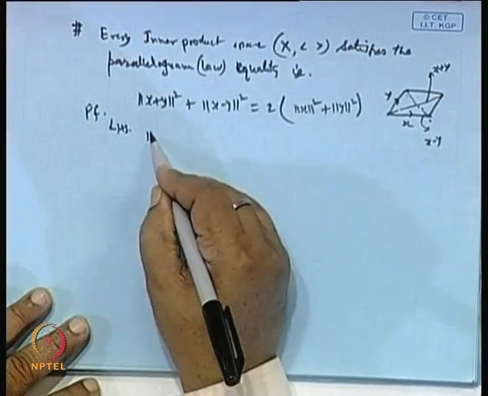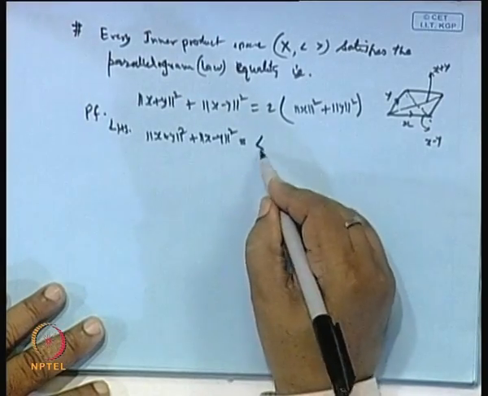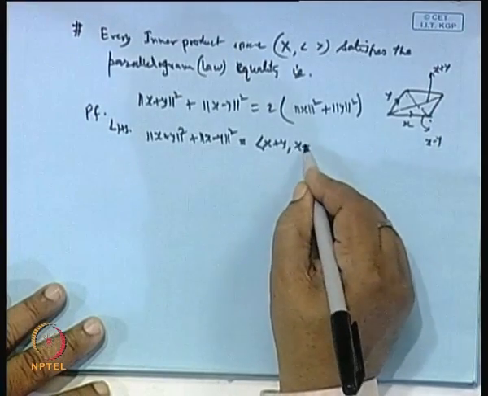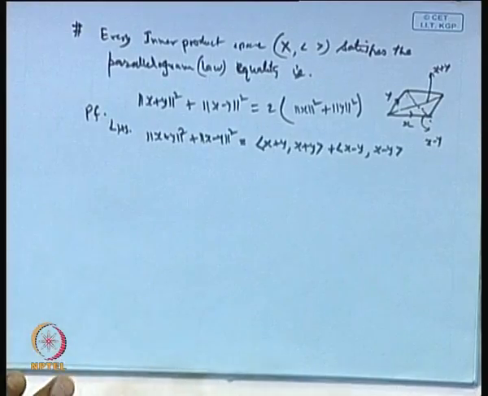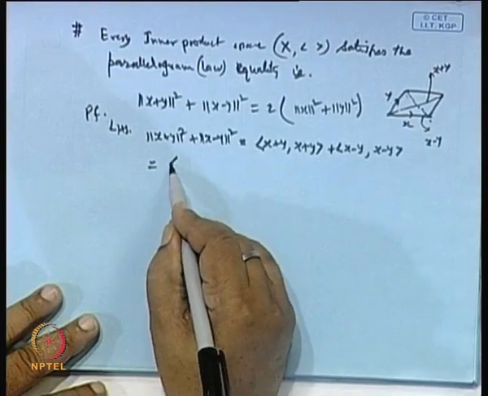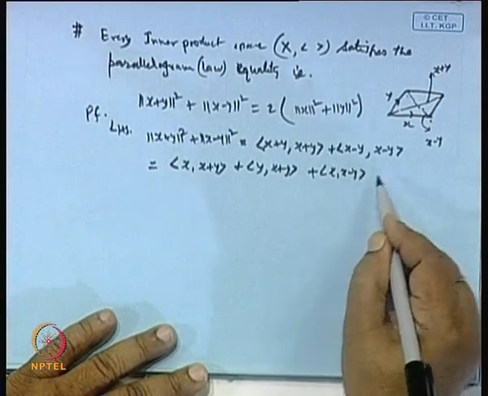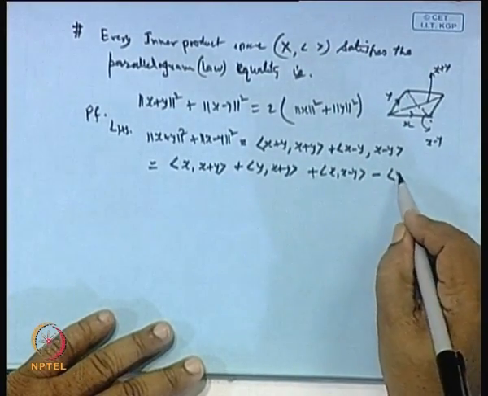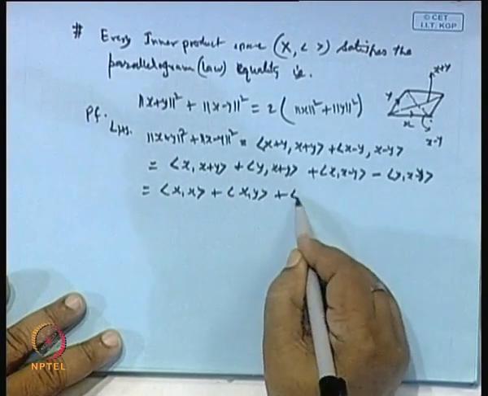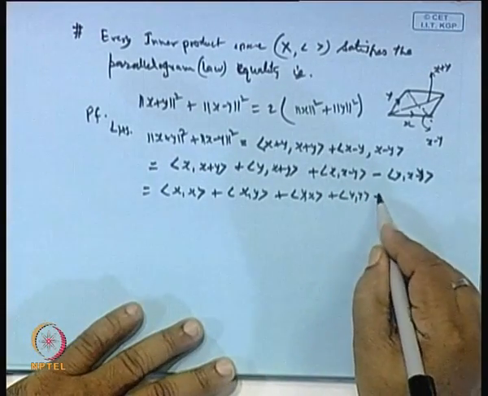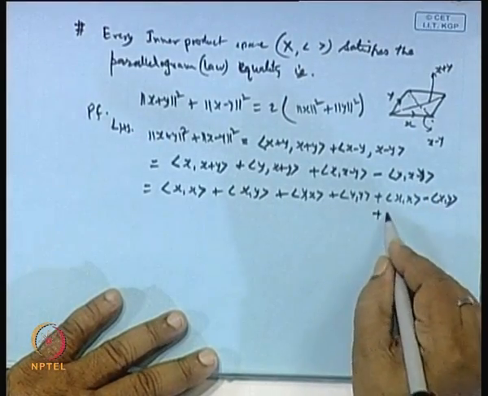If we take the left hand side, norm of x plus y square plus norm of x minus y square, then by definition, norm of x plus y whole square means the inner product of x plus y with x plus y, and likewise norm of x minus y square is the inner product of x minus y with x minus y. Now, apply linearity in the first argument and expand: x comma x plus x comma y plus y comma x plus y comma y, plus x comma x minus x comma y minus y comma x plus y comma y. The conjugate of minus 1 is the same as minus 1 because it is real.